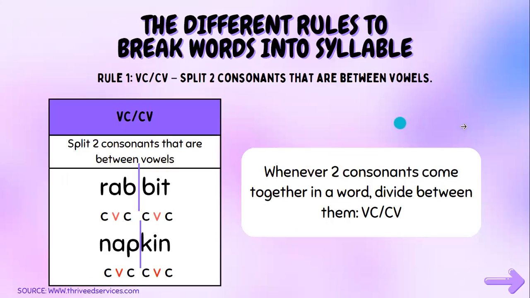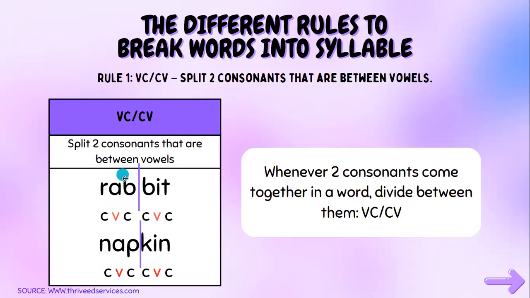Next, I'm going to teach you some rules about how to break words into syllables. The first rule is split two consonants that are between vowels. For example, in the word rabbit, we know it has two syllables because there are two vowel sounds, and if we clap twice: rabbit. But we don't know where to split it.